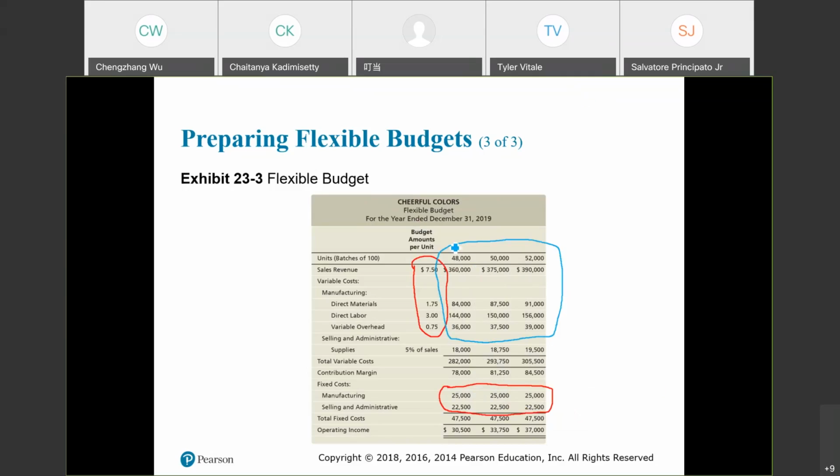This part in blue stays variable horizontally, simply by multiplying the unit cost or the unit selling price by different sales levels: 48,000, 50,000, or 52,000.